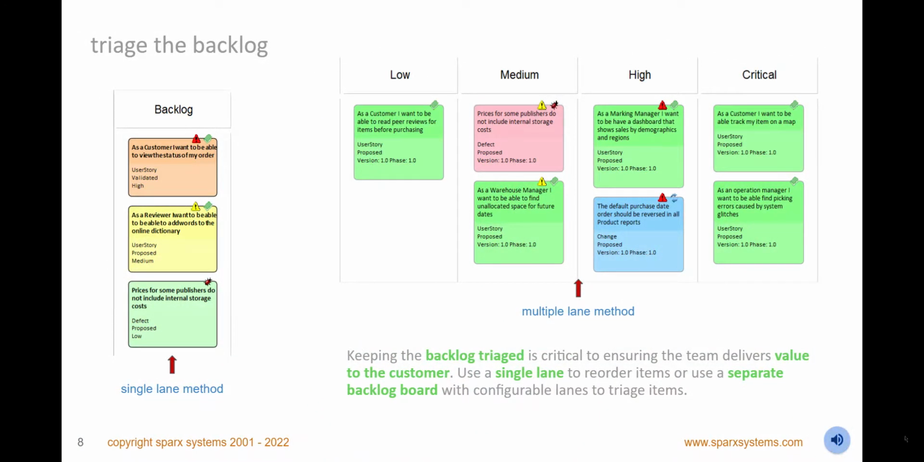Keeping the backlog triaged is critical to ensuring the team delivers value to the customer. Choose between a single lane method where items are reordered in a single lane to indicate priority or a multi-lane method where items are dragged between lanes to show their priority. You can use a range of properties such as priority, status, phase, version, or a user-defined property such as business importance as the basis for the lane organization. View other metadata and connections to related model elements such as requirements and constraints.